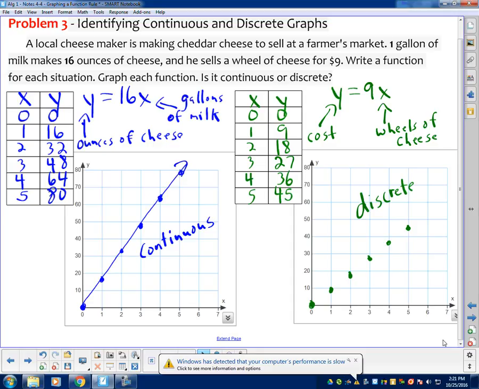Okay, so what we've done so far have all been linear functions. And we're going to move on to nonlinear functions next. I'm going to give you another minute to finish filling in that table and plotting those points and labeling that discrete.